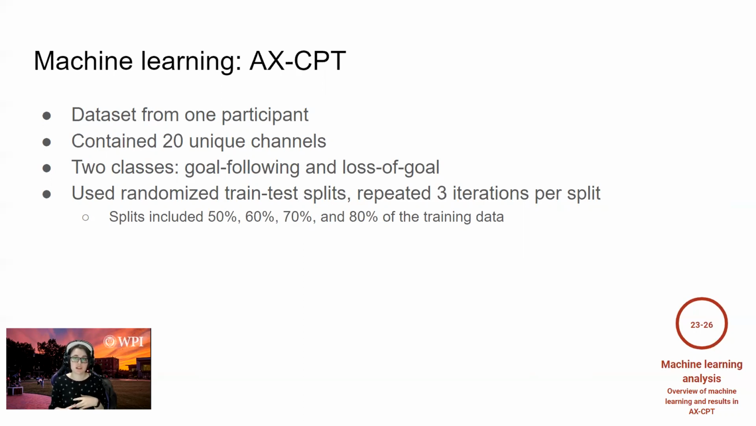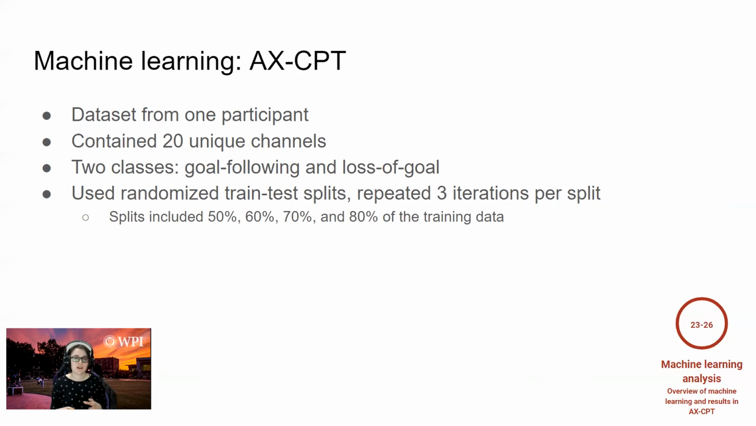from AXPT. So that's when they see an A and then they see an X and they press the second button for the X, that's goal following. If they see an A and then they see an X and they don't press the second button, they just press the first button, then they have lost the goal. They haven't really recognized that they were supposed to do anything different there.